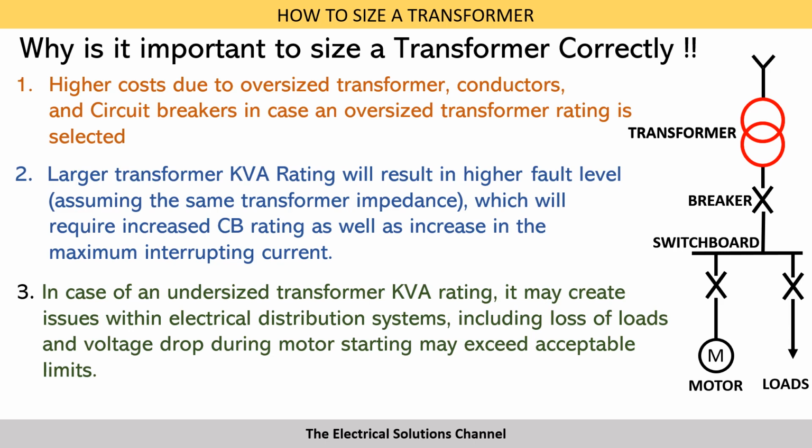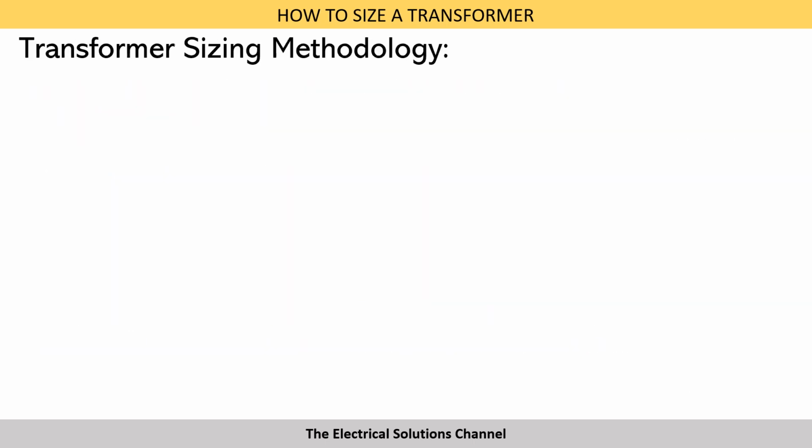And in case an undersized transformer rating is selected, it will create issues within the electrical power distribution system, including loss of load and voltage drop during starting of the largest motor may exceed the acceptable limits.